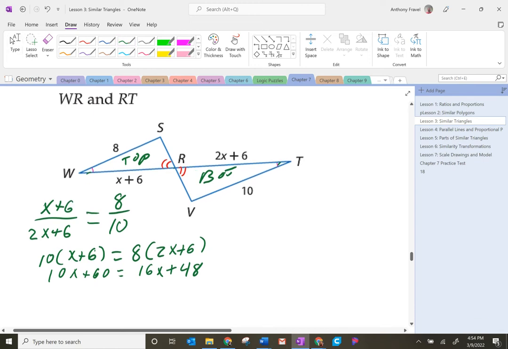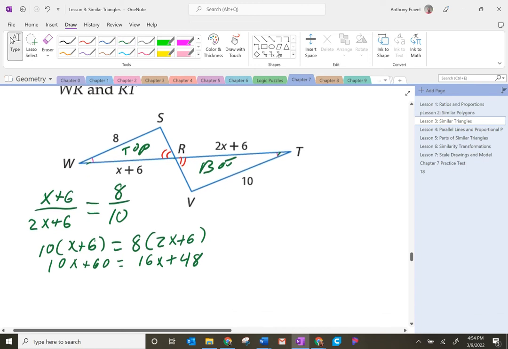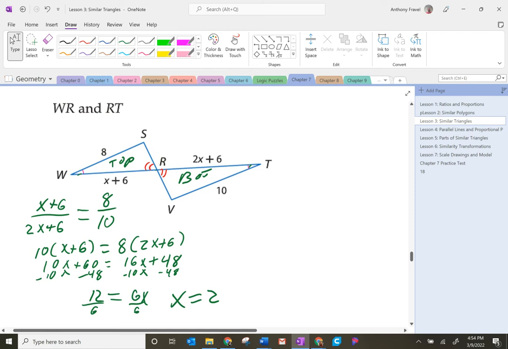All right, I can go through and start to simplify some things down. I'm going to minus the 10x from both sides. So over here I get 6x. I'm going to minus the 48 at the same time. Again, I'm combining some things here. I know you guys know what you're doing. This one gives me 12. My final answer, divide both sides by 6, x equals 2. Awesome, I know what x equals now.